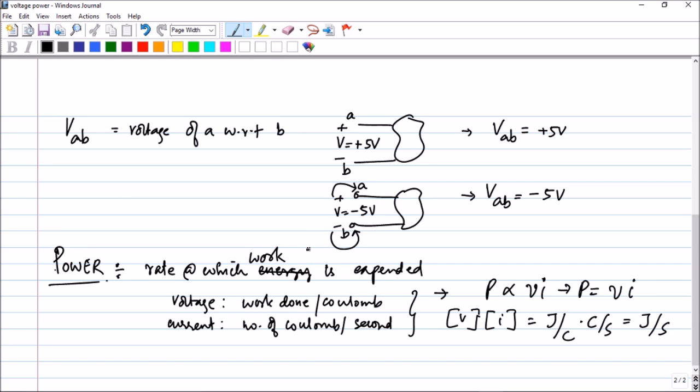Rate at which work is done. So that is joules per second. Okay. Now let us just close this session with a simple problem here. Let us have the element here. We are having some element here.